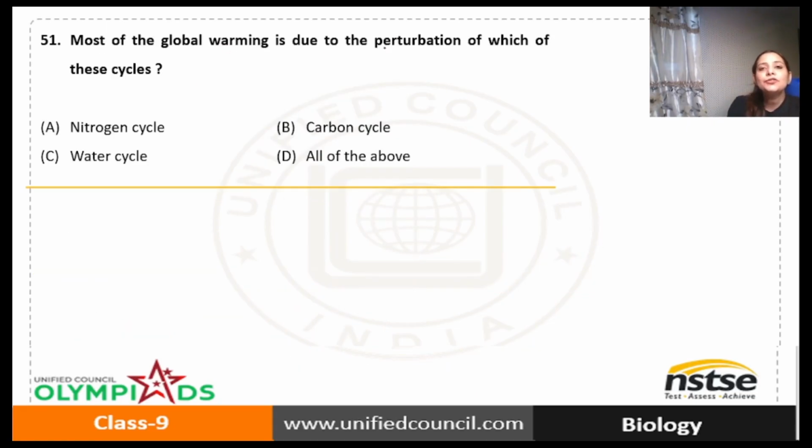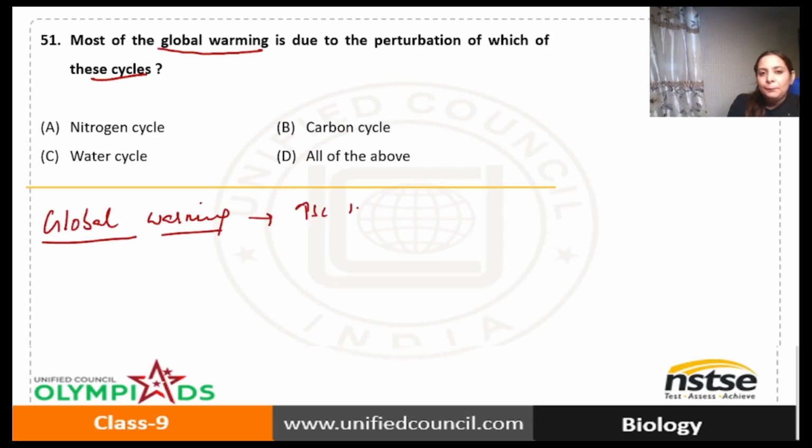Most of the global warming is due to perturbation of which of these cycles? Nitrogen cycle, carbon cycle, water cycle, or all of the above. Now let me explain global warming. What is global warming? Global warming means increase in the temperature of the atmosphere from its normal value. Excessive increase in the temperature of the atmosphere.